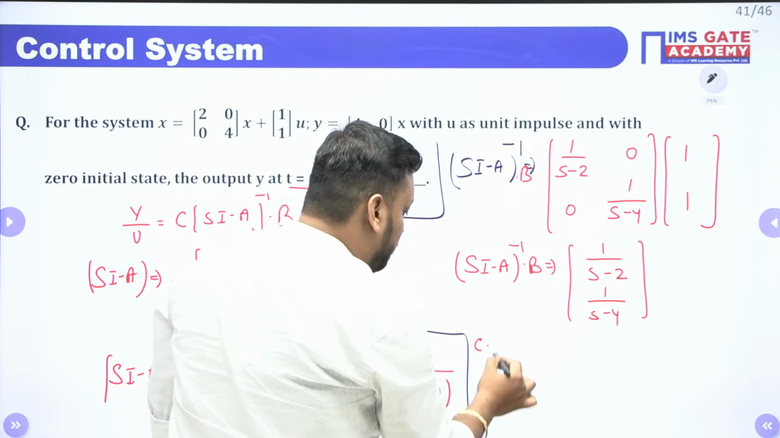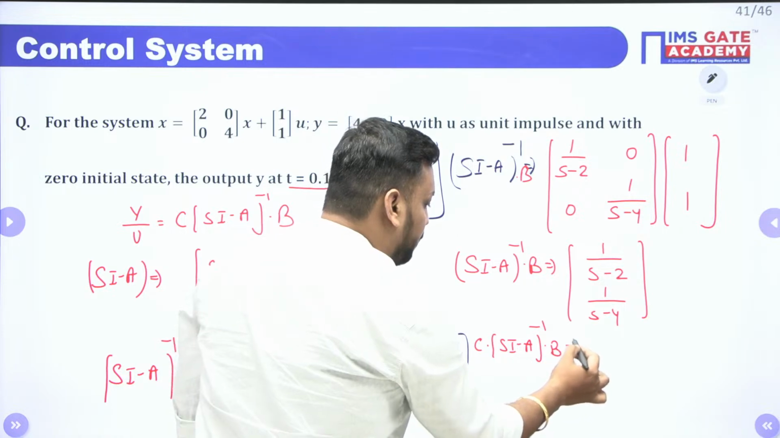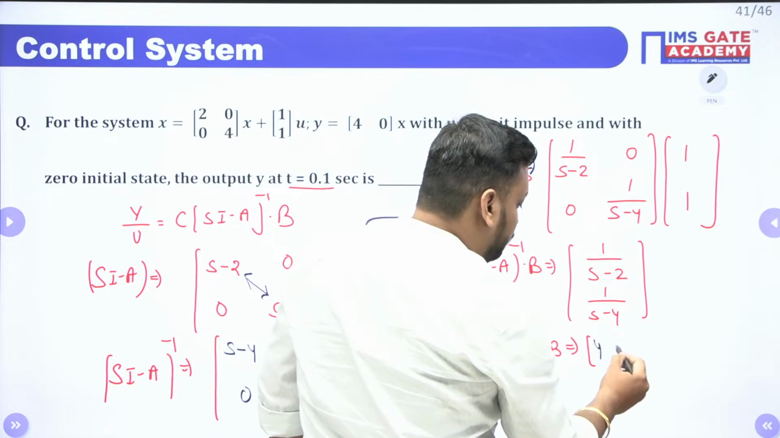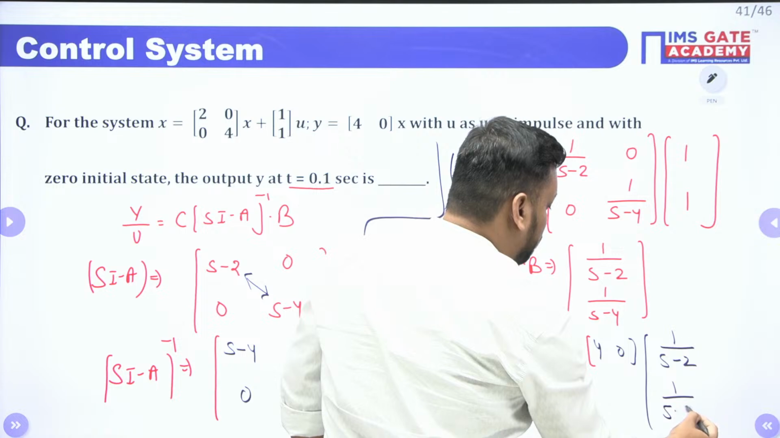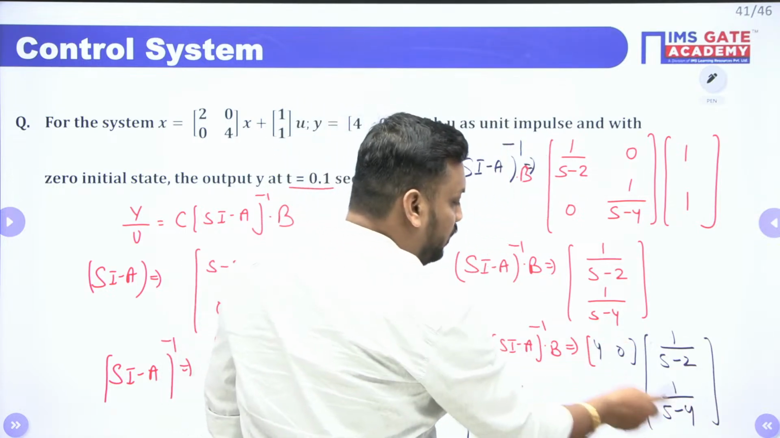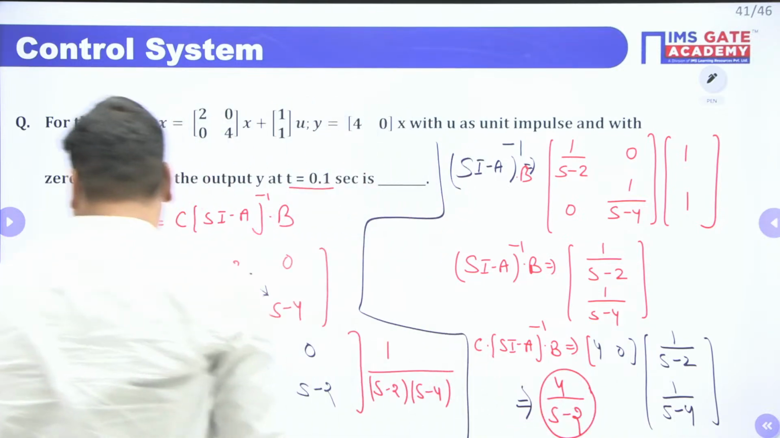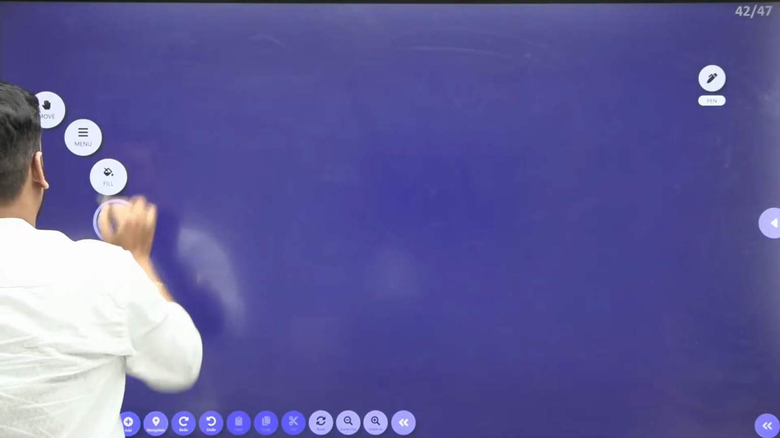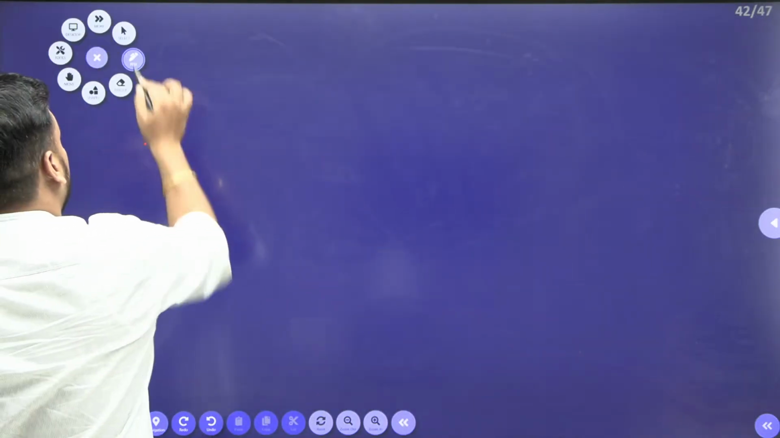Similarly, you should multiply C into (sI minus A) inverse into B. The C matrix is [4 0]. Here you get 1 upon s minus 2 and 1 upon s minus 4. So ultimately, 4 into this and 0 into this, you get 4 upon s minus 2. This is the transfer function, guys, 4 upon s minus 2. So you are getting it or not?